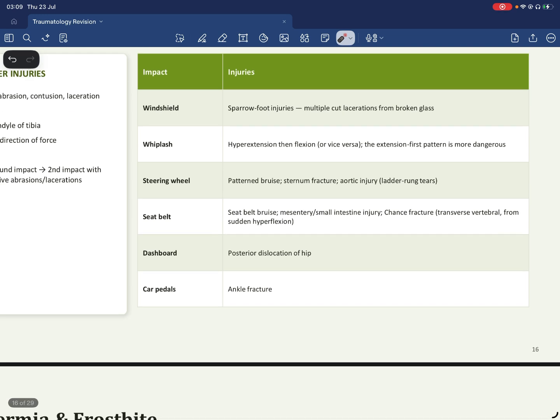Dashboard impact can lead to posterior dislocation of the hip, and impact on the car pedals can lead to ankle fracture.